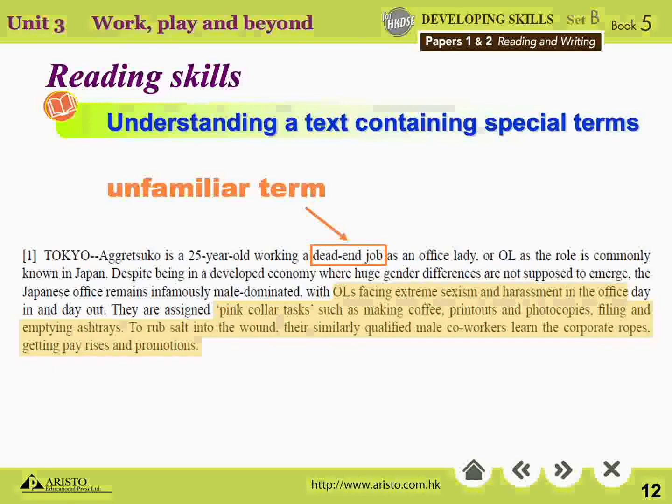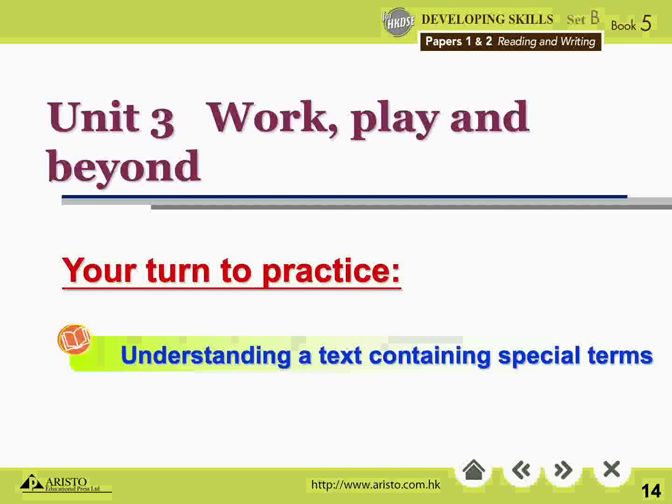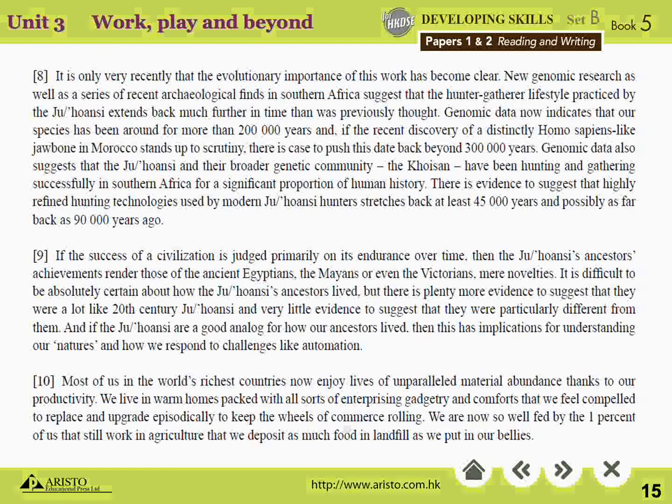Let's get back to the question. Based on the contextual clues and the available answers, we know that the answer to this question is that a dead-end job is D, one that allows no career development. If you are able to find contextual clues correctly, then you would be able to answer this question. Now it is your turn to try using this reading skill to answer some questions. Use your reading skills for understanding a text containing special terms while reading this text and see how quickly you can answer the questions below.